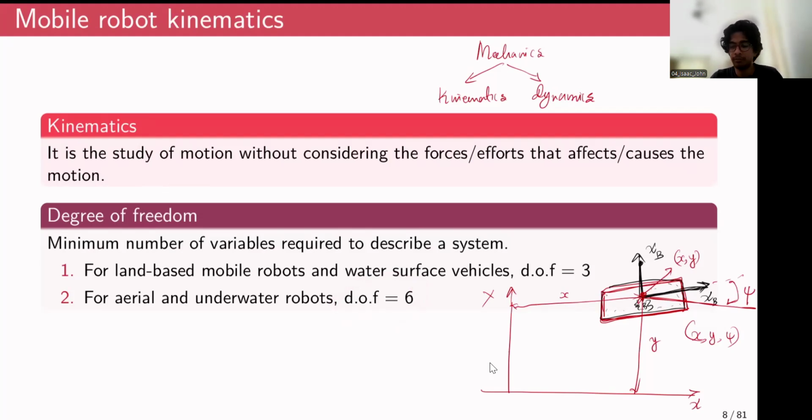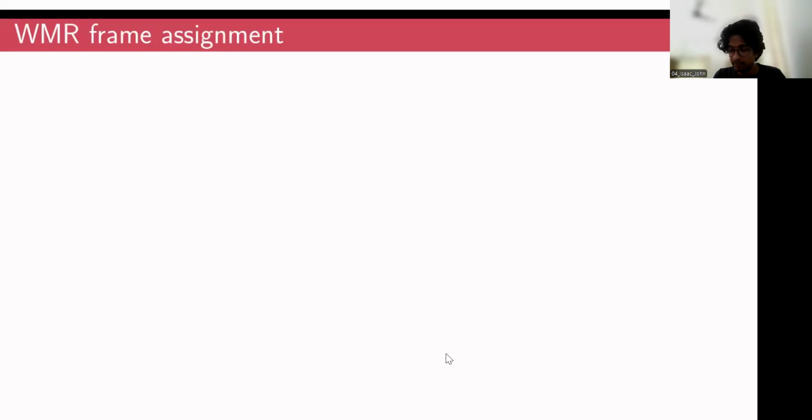Right. And then we discuss the topic of frame assignments. Sorry, I hope my screen is visible. Yeah. And then we move on to the frame assignments on a wheeled mobile robot.